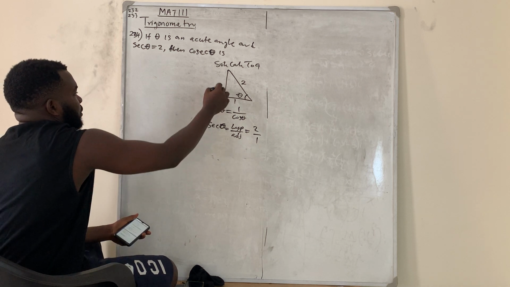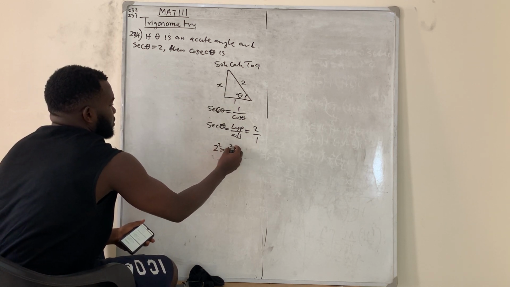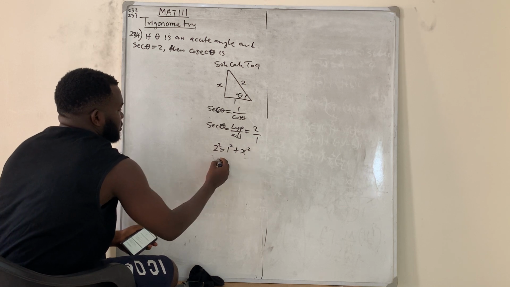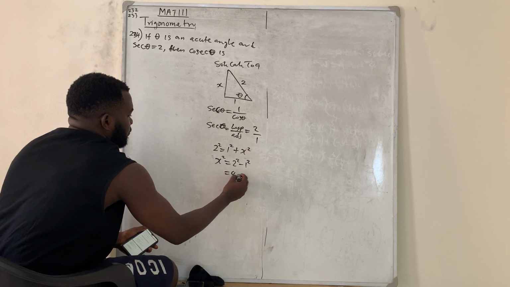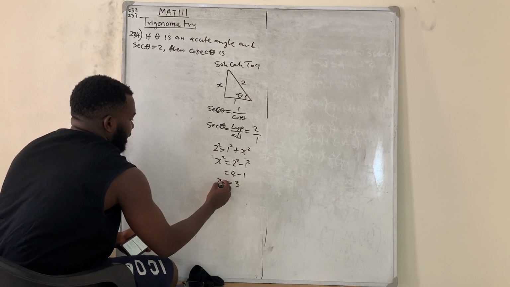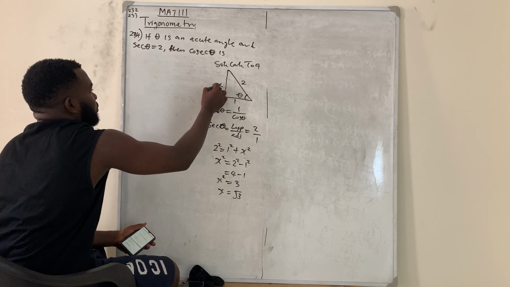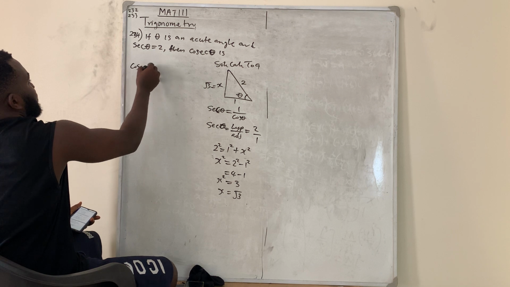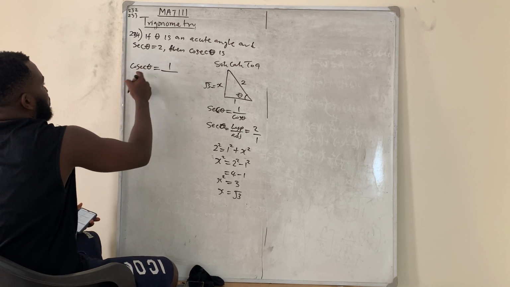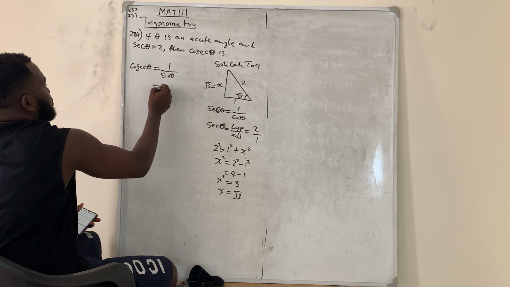If I use Pythagoras theorem to find this side, 2 squared is equal to 1 squared plus x squared. So x squared is equal to 2 squared minus 1 squared, which is 4 minus 1, which is 3. So my x is the square root of 3. They say I should find my cosec theta. Cosec is 1 over sine theta, which is what?